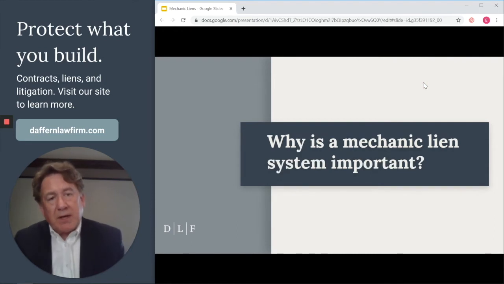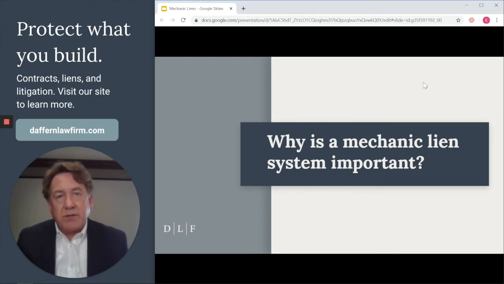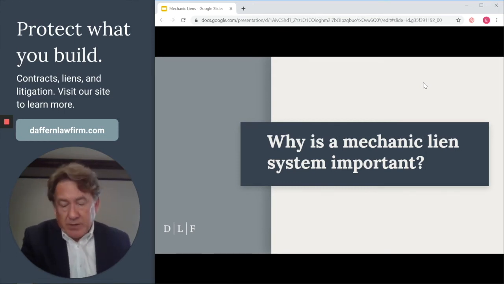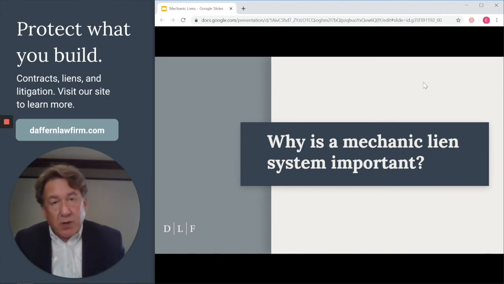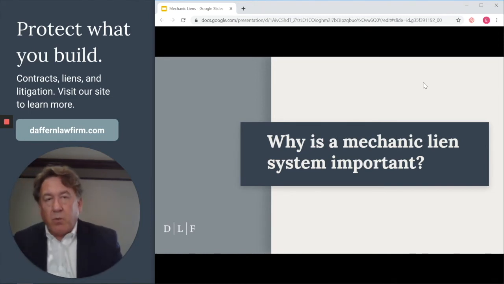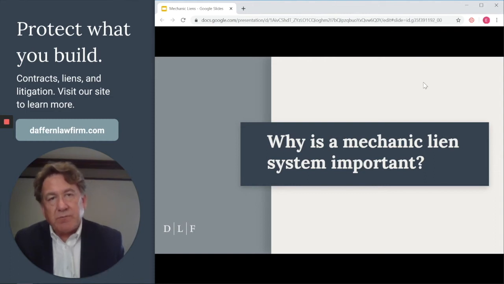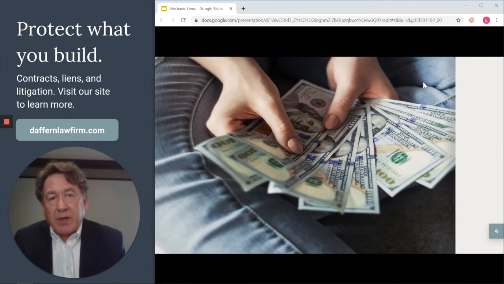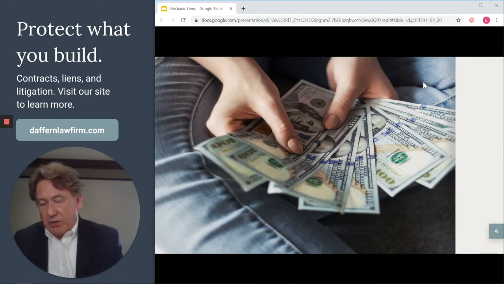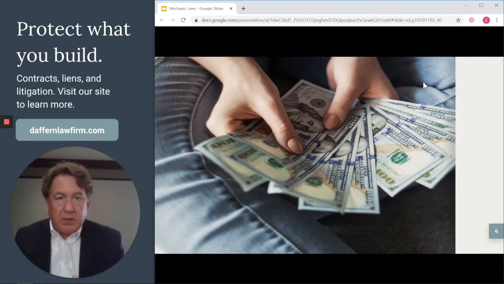So why do I think that mechanic lien systems are important? Well, I think all businesses should have systems in their business, whether you're a construction company, whether you're a restaurant, whether you're a clothing store, whatever the business, I believe that you should systemize your business. And all that means simply is to write down the processes that you use to do your business. Now, why is it important for a mechanic lien system? Well, very simply, it's to help you collect your money. And by having the right system in place, you can consistently, over time, collect more money.